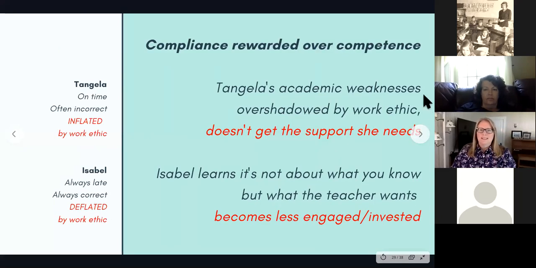So what that does is it rewards compliance over competence. So Tangela's weaknesses were overshadowed by her work ethic, and she didn't get the support she needed, which is what happened with the student that I had. And Isabel learns that it's not about what you know, but what the teacher wants. And she becomes less engaged and less invested.